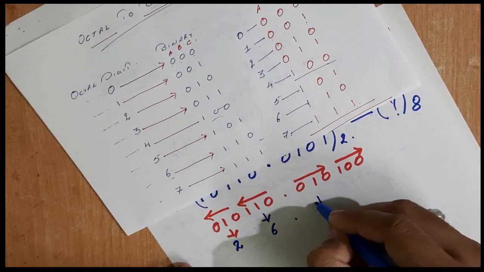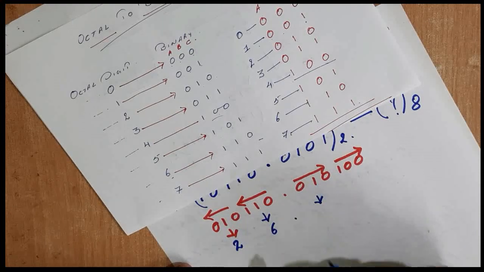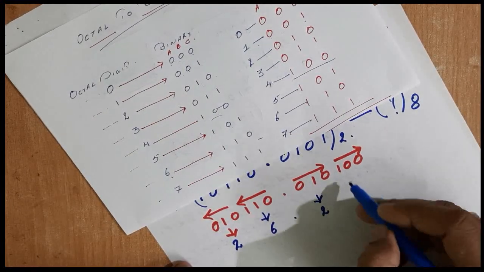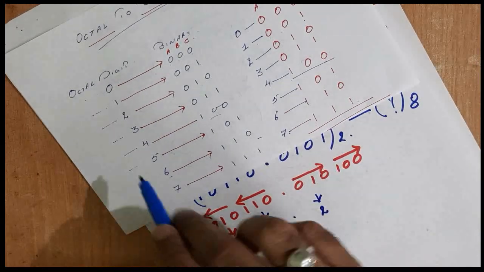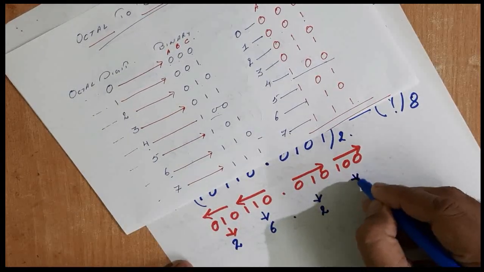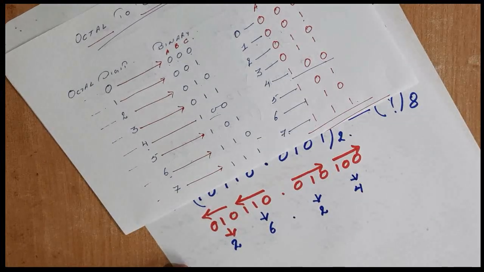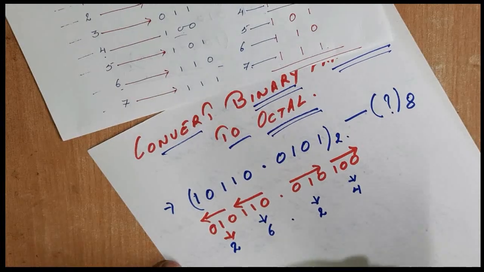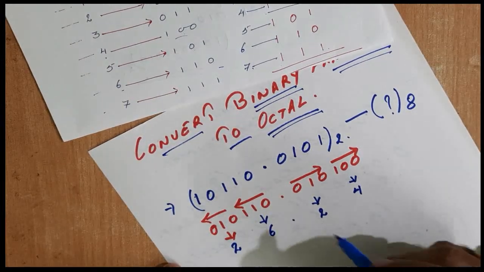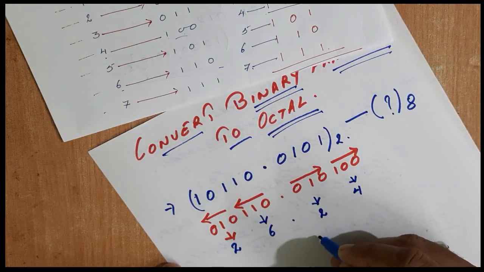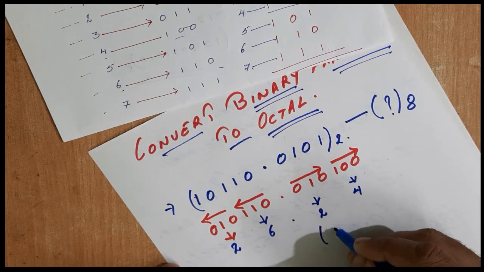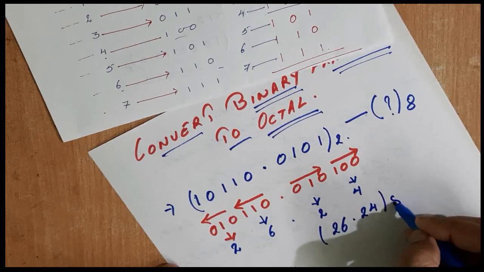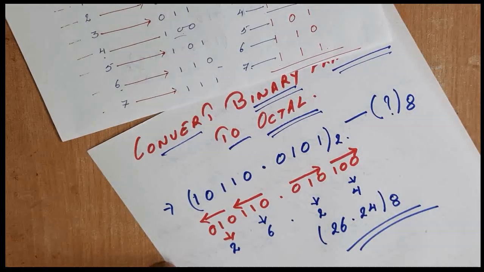Point. 010 is for 2. 100, that is 100, it's for 4. So we can conclude the answer is 55.24 octal, students. See, it's so easy.